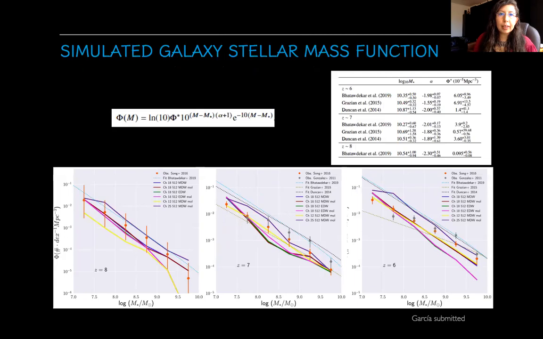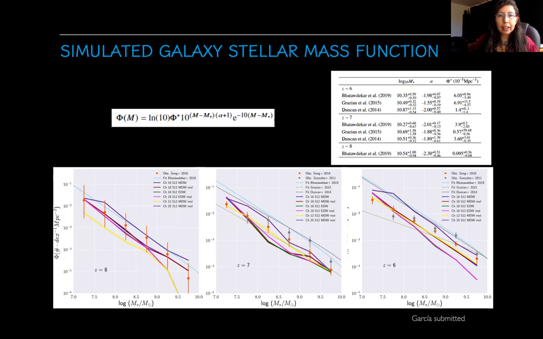And here I'm showing the simulated galaxy stellar mass function. I'm using the Schechter function proposed and shown in the first paper that I'm showing in this table, and the parameters fit by Bhatawdekar in 2019, Garcia in 2015, and Duncan in 2014 at redshift 6, 7, and 8. And I'm showing the theoretical predictions from our models to these observations, and also data from Song in 2016 and Gonzalez in 2011 at redshift 8, 7, and 6 from left to right.